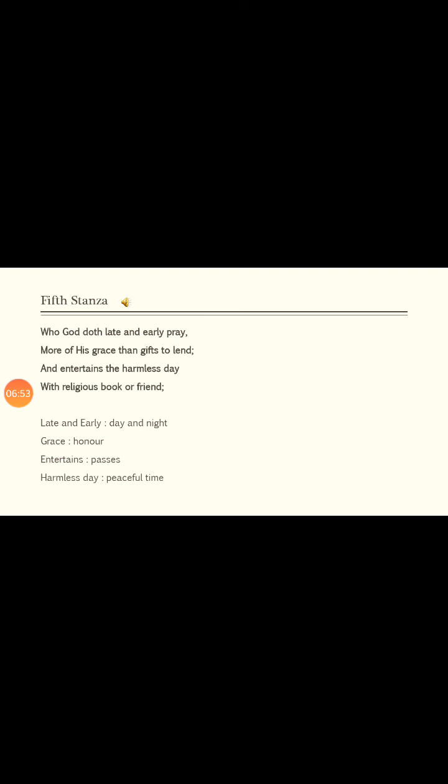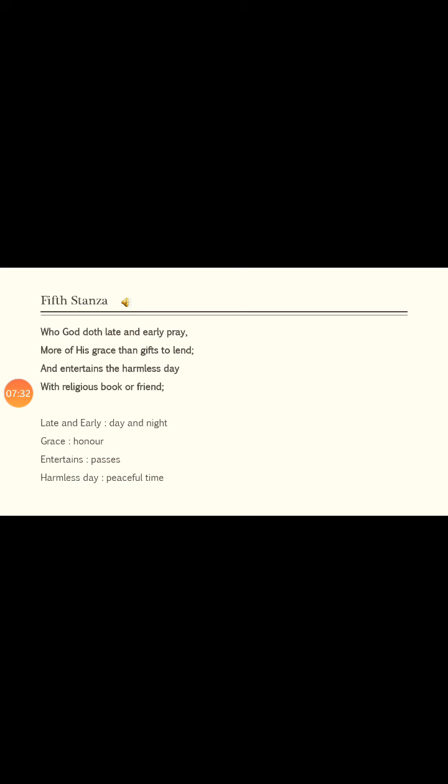Fifth stanza. Who God doth late and early pray, more of his grace than gifts to lend, and entertains a harmless day with religious book or friend. In this stanza, Sir Henry Wotton describes the firm belief of a noble man. He says that a noble man has constant or firm faith in heavenly rewards. He prays to Almighty God day and night. His prayers are also pure. He loves God for the love of God.